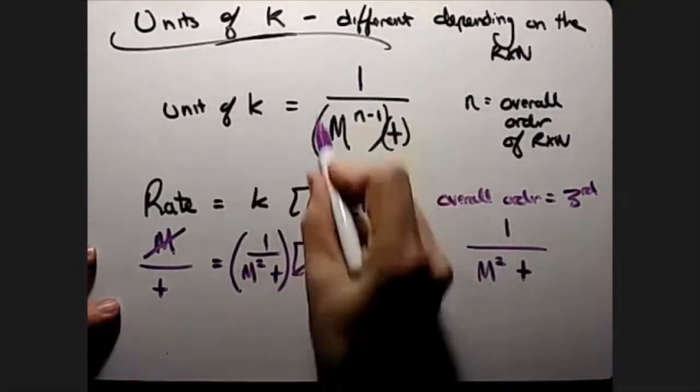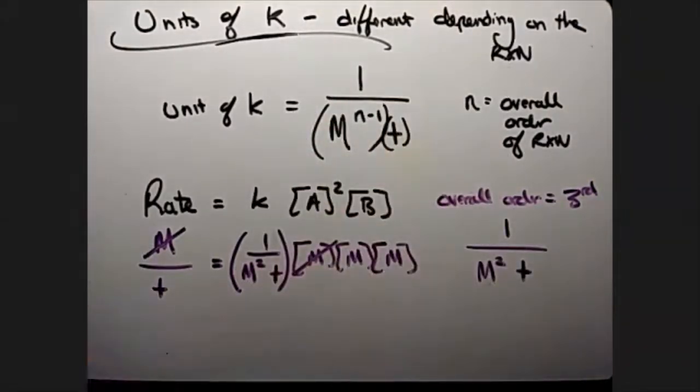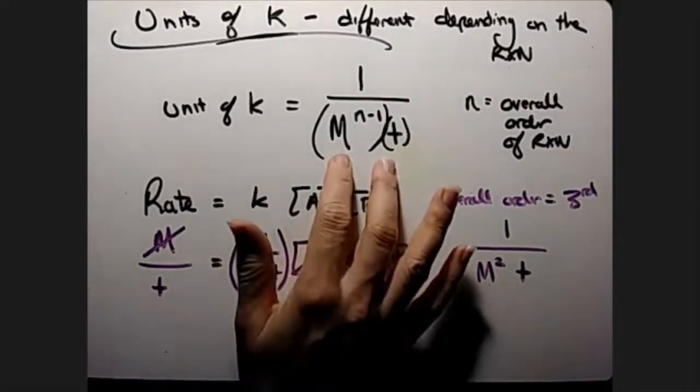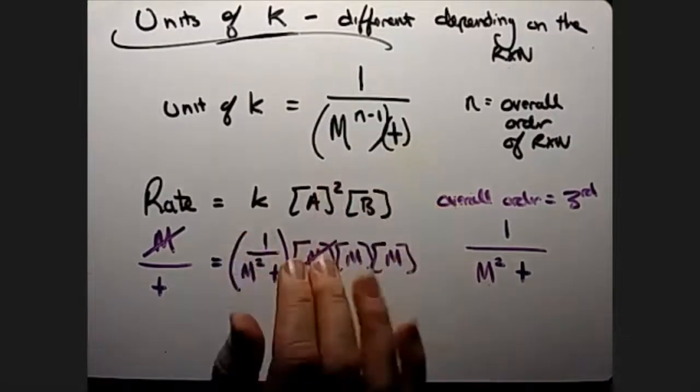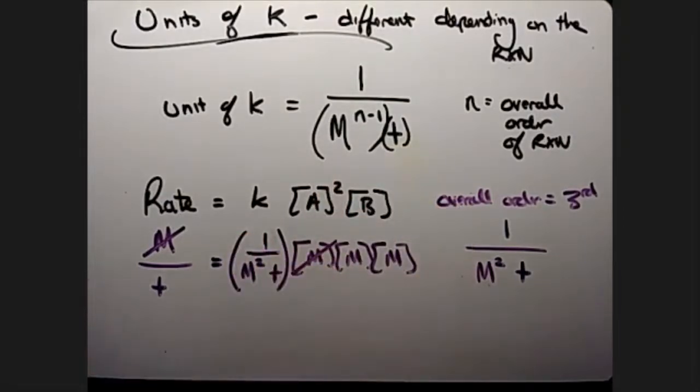So this little equation right here is really good for finding the units of K pretty consistently. And I really do want you to commit this one to memory because the units of K tend to pop up with frequency on the AP exam.